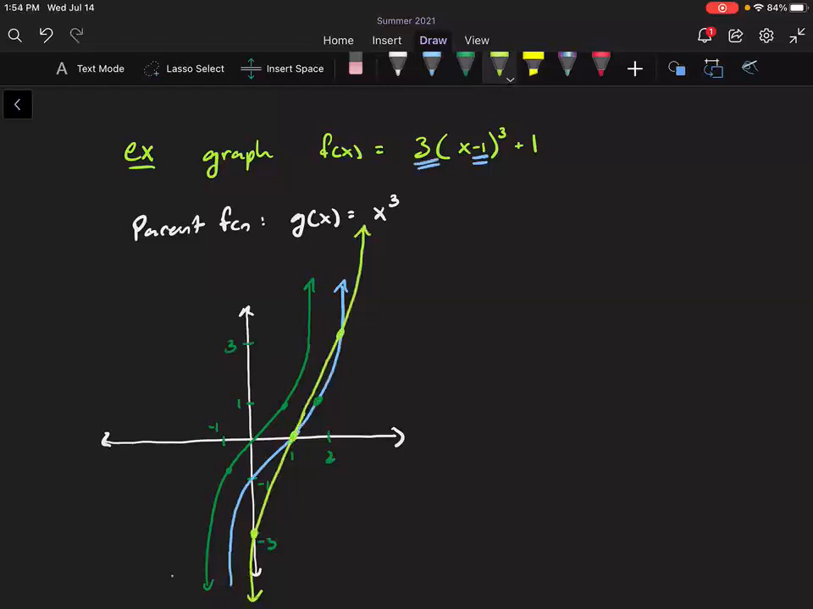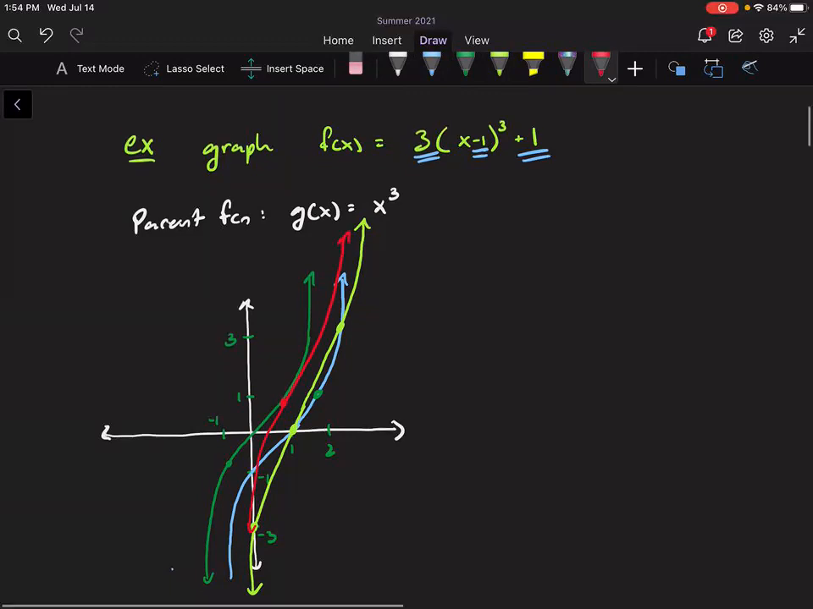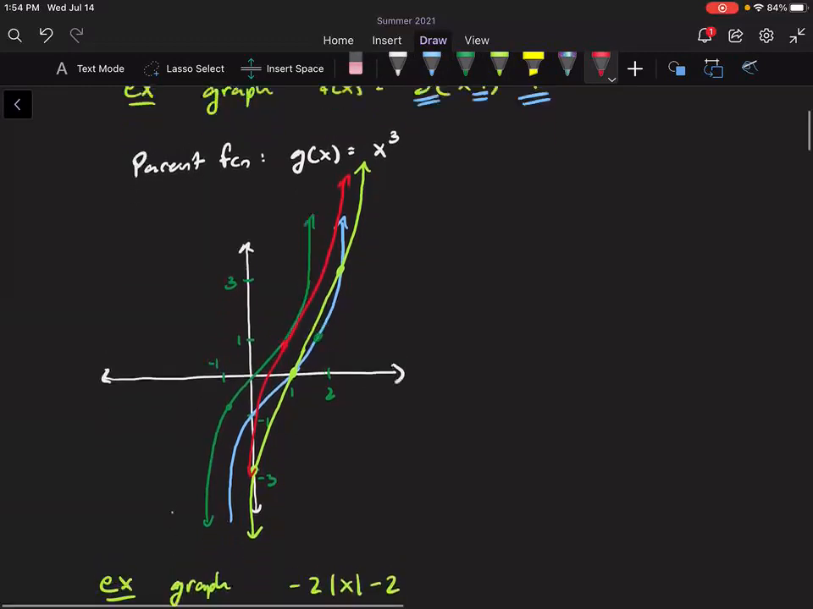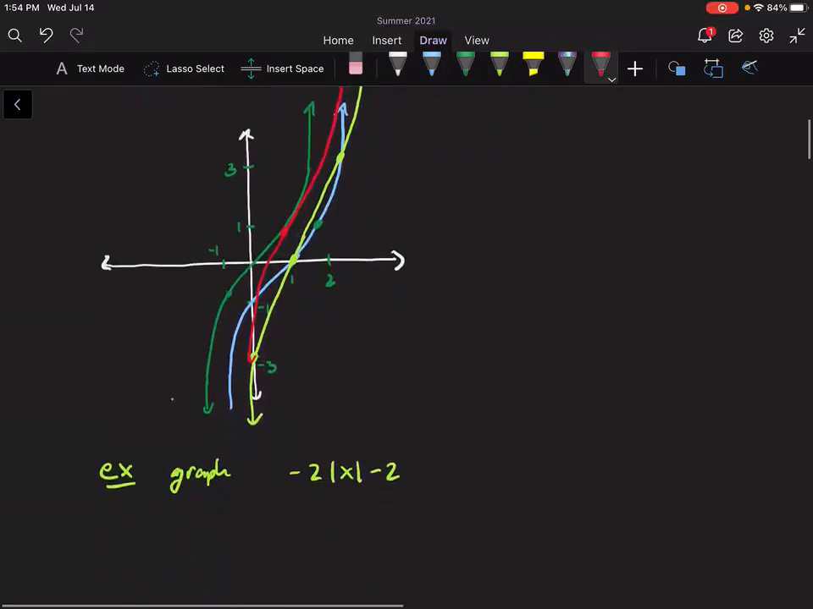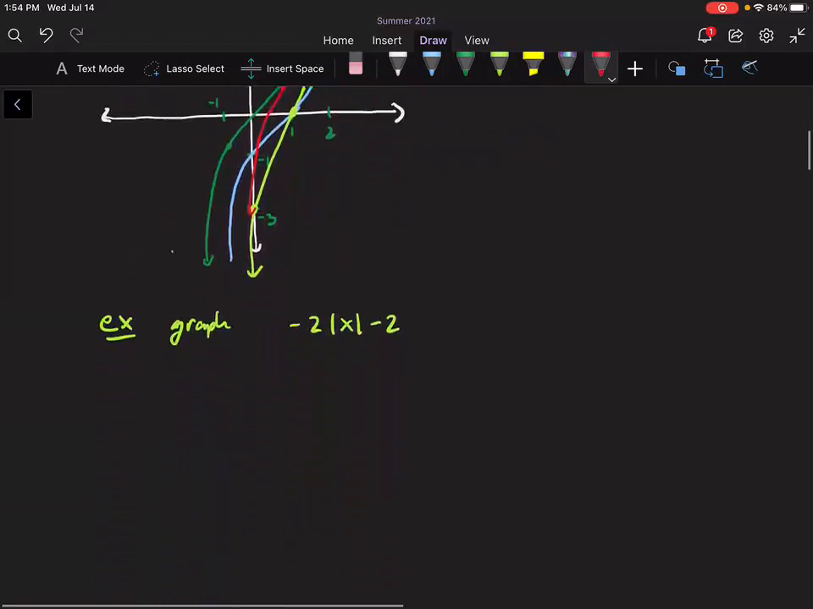And that's our graph. And then finally, we need to take care of this +1. That's just a vertical shift up by 1 unit. So it's going to look just like the yellow graph, except shifted up a single unit. And so this red curve is our final graph. All right, capiche. Now let's move on to our next example.